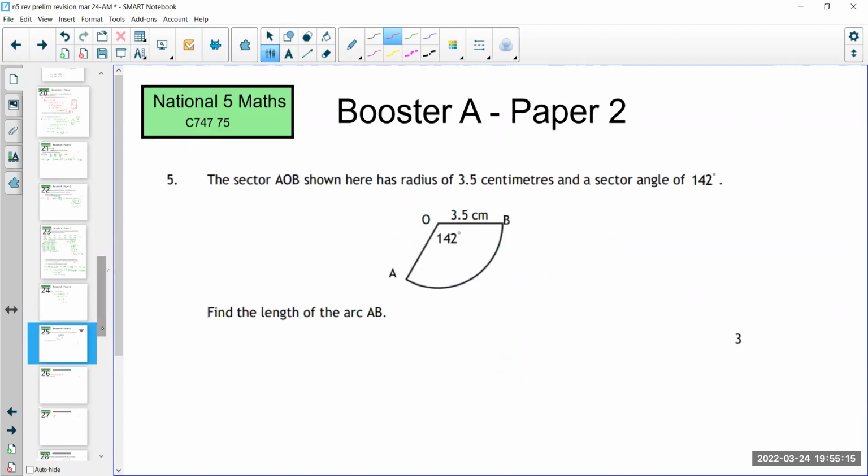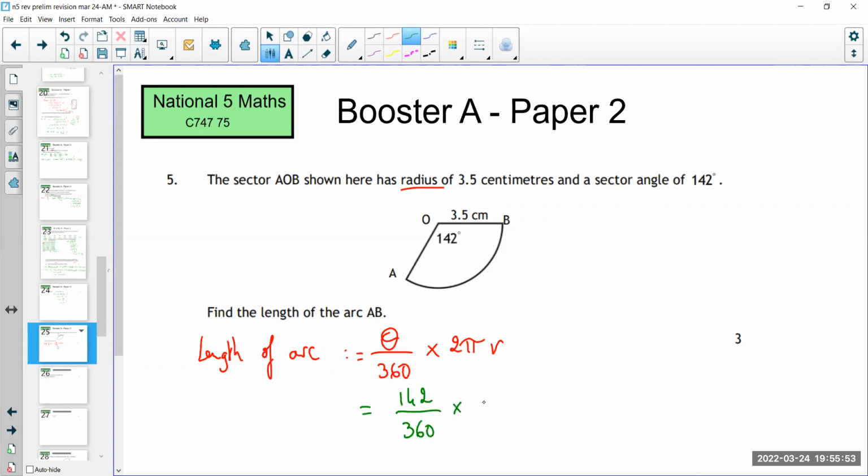Here we've got, okay, so we've got length of an arc. So what's the formula? Length of arc. The formula is angle divided by 360 times 2 pi r or pi d. Here we've been given the radius, so we're in good shape. They've told us the angle is 142 over 360 times 2 times pi times 3.5.